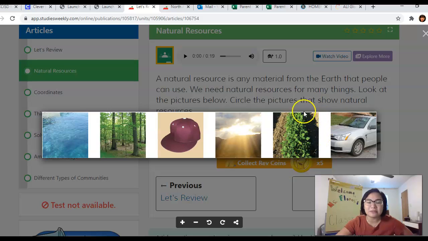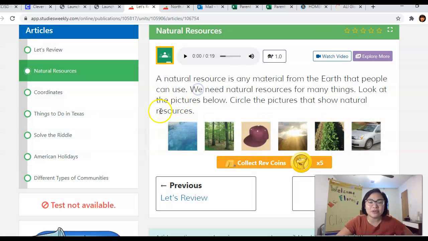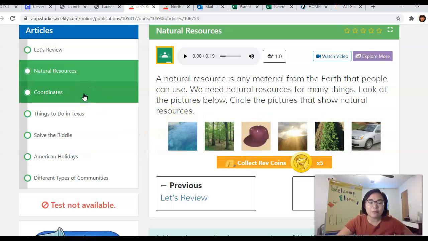Our next one are crops. Plants that we have planted. Now that one's a little tricky, but it is a natural resource because the earth can provide it. And then our very last one is a car. Is that a natural resource or is it a man-made resource? That is a man-made resource. We make it ourselves.